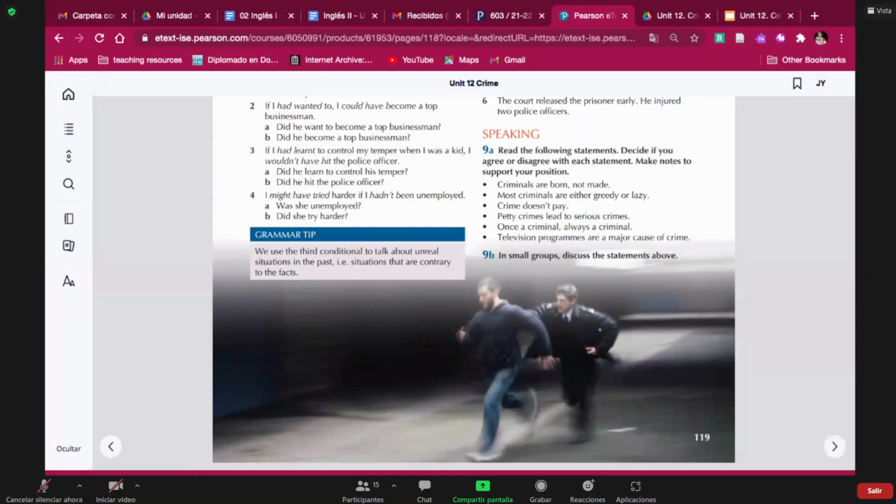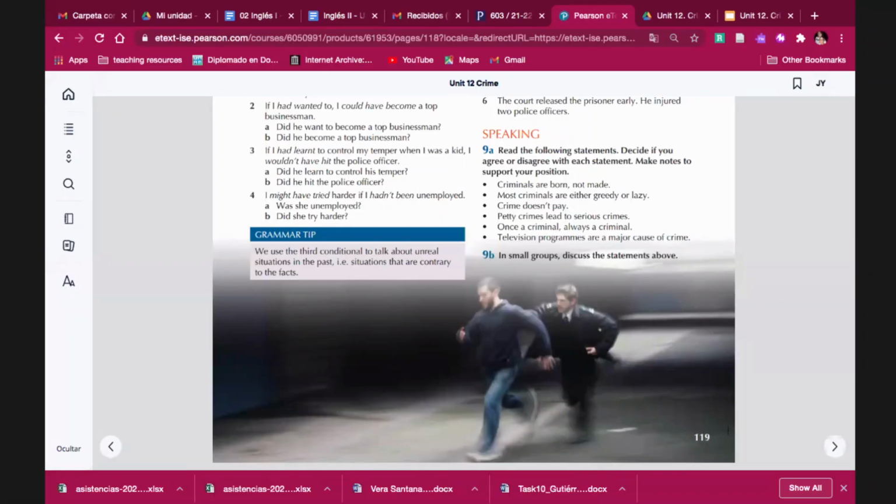The instruction says, read the following statements. Decide if you agree or disagree with each statement. Make notes to support your position. Entonces, criminals are born, not made. I think I agree that criminals are born, not made, because if criminals, blah, blah, blah, what would happen?